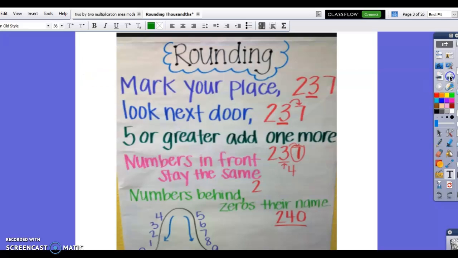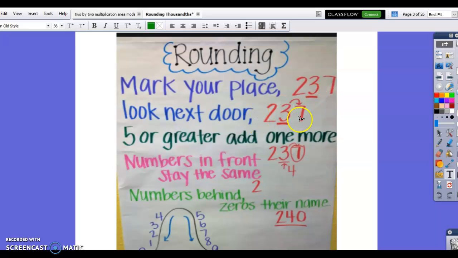And here we go. With the warm-up, we are going to talk about rounding of whole numbers. You don't have to write this down either. It is an anchor chart from 4th grade. Rounding, mark your place. So here we would be rounding to the nearest tens.